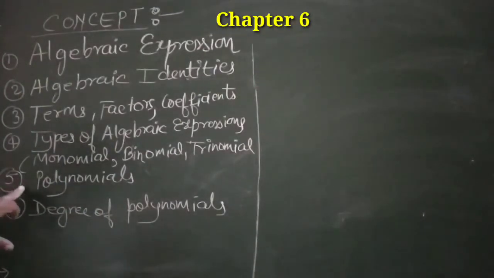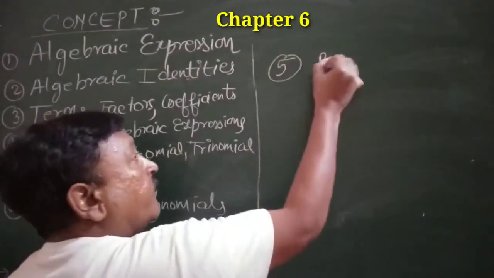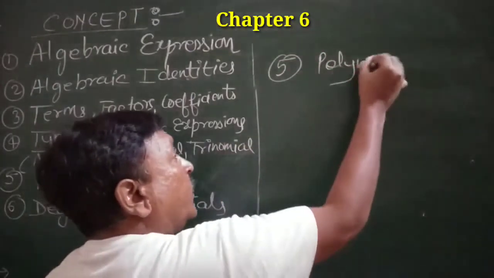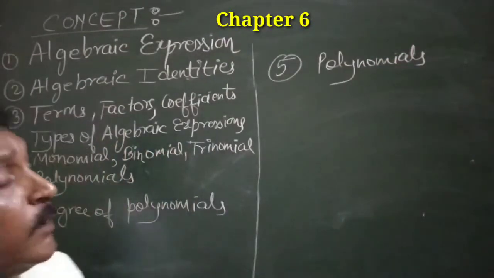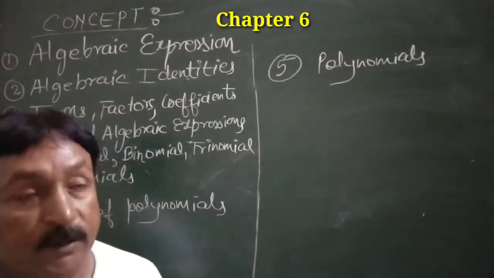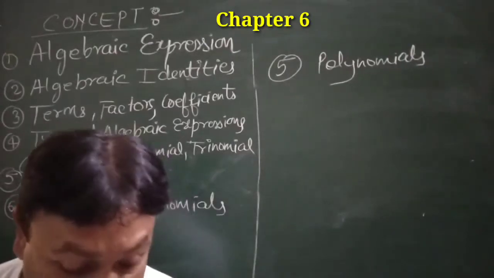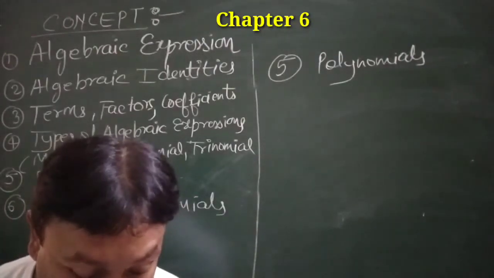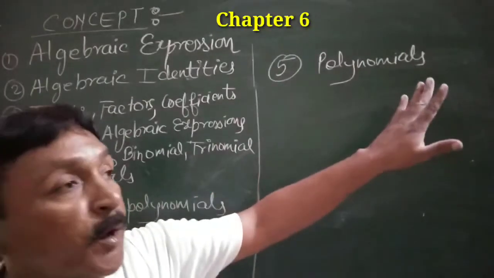Students, now see point number 5, polynomials. Polynomials are those expressions which have more than 3 terms. The expression which has more than 3 terms is known as a polynomial. This is a definition which you can see from your book.